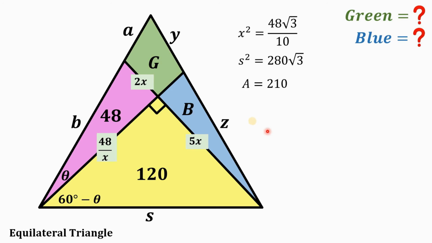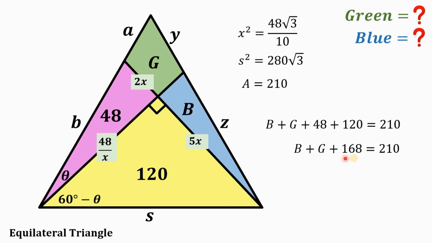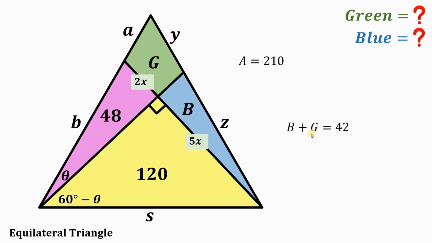But we want the value of g and b. Now, notice that the area of the whole equilateral triangle is also equal to b plus g plus 48 plus 120. In short, we can simplify this as b plus g plus 168 equals 210. It follows that b plus g equals 42. Now, let's set aside this result and let's find the value of b and g.